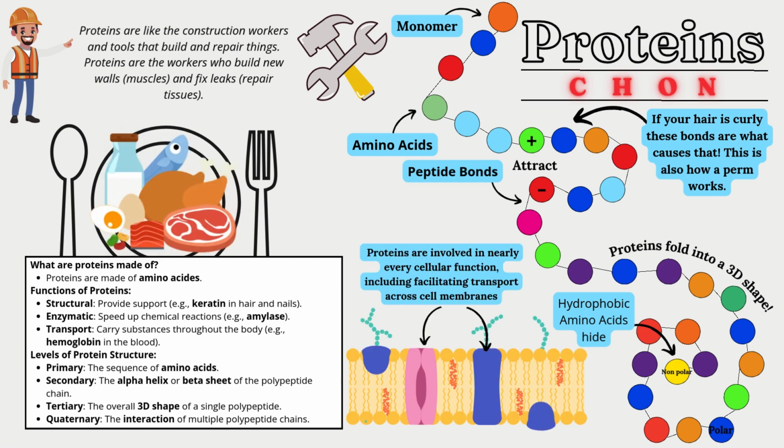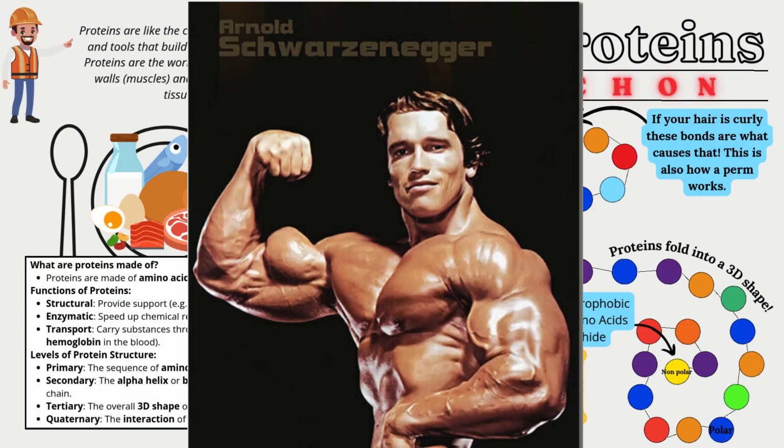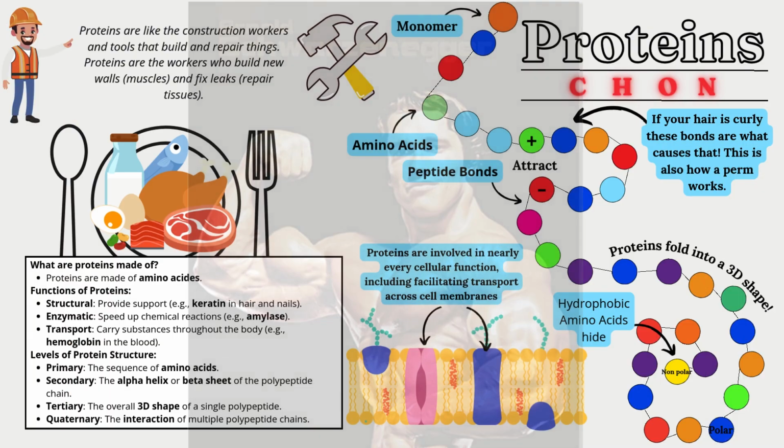Some examples of proteins would be any kind of meat product. It would be beans. Mushrooms have protein. Fish, eggs, some milk has protein. Things like that. And that is what makes you big and strong.